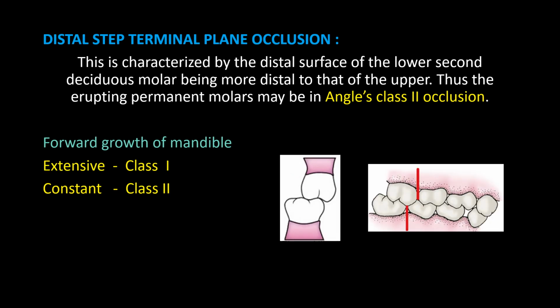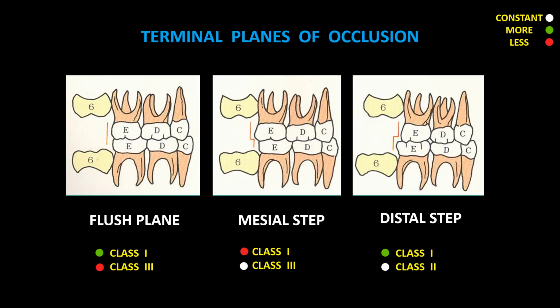Distal step terminal plane occlusion. This is characterized by the distal surface of the lower second deciduous molar being more distal to that of the upper. Thus the erupting permanent molars may be in Angle's class 2 occlusion. Forward growth of mandible: if it is extensive, it becomes class 1 occlusion. If it is constant, it becomes class 2 occlusion. Here's the picture for your reference about the three terminal planes of occlusion.